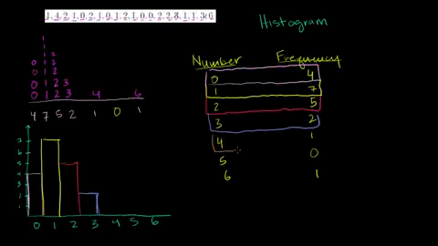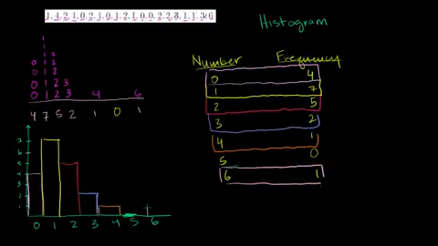4 shows up 1 time here. 5 doesn't show up at all, so it doesn't even get any height there. And then finally, 6 shows up 1 time. What I just plotted here, this is a histogram. Very fancy word, but I think you'll agree it's a fairly simple idea. Figure out the frequency of each of these numbers, and then plot the frequency of each of these numbers, and you get yourself a histogram.